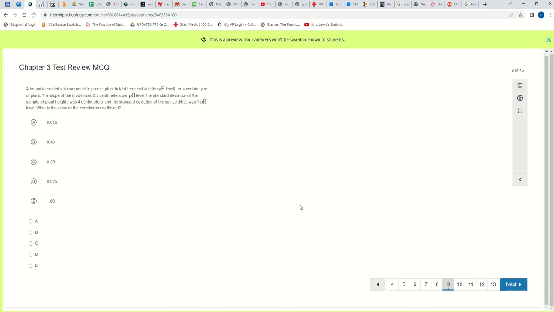Kind of a funky way of asking that. All right, a botanist created a linear model, number 9, to predict the plant height from soil acidity for a certain type of plant. The slope is 2.5 centimeters. The standard deviation of plant height is 4. The standard deviation of soil acidities is 1. What's the value of the correlation coefficient? I hope you have some scratch paper handy, because this one's going to involve a little bit of writing.